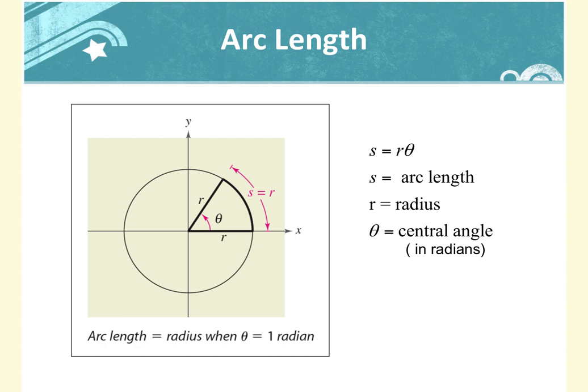Arc length is a unit of measurement that would be in something like inches or centimeters because it is a length. Like if I actually took a string and measured it on the outside and then put it against a ruler, that would give you your arc length.